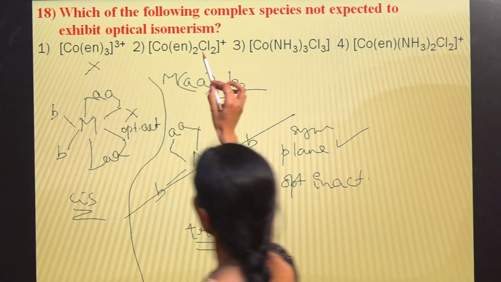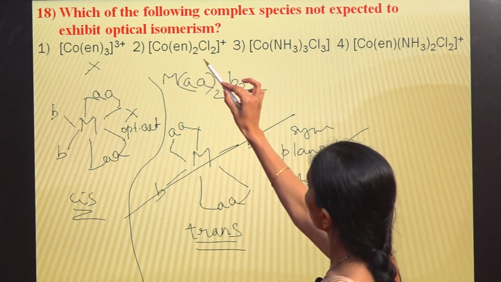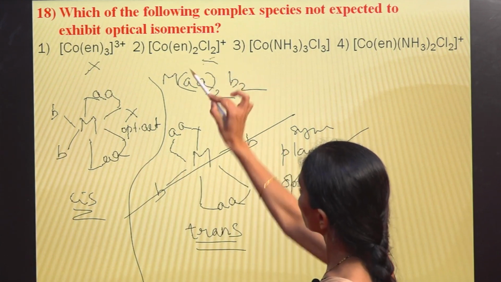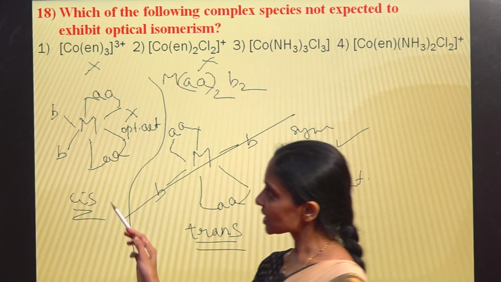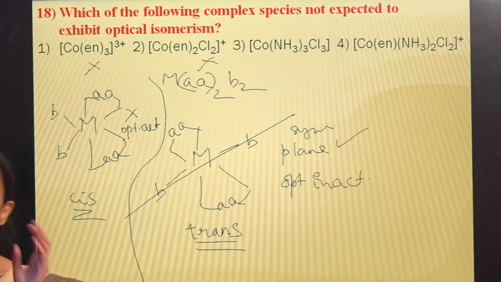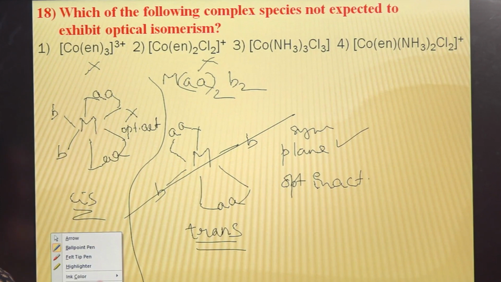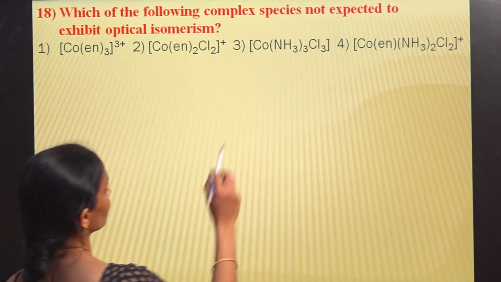It is optically active. This option is also ruled out, because even though the trans form is inactive, the cis form shows optical activity. So the second option is also ruled out. Now let's go to the third complex.